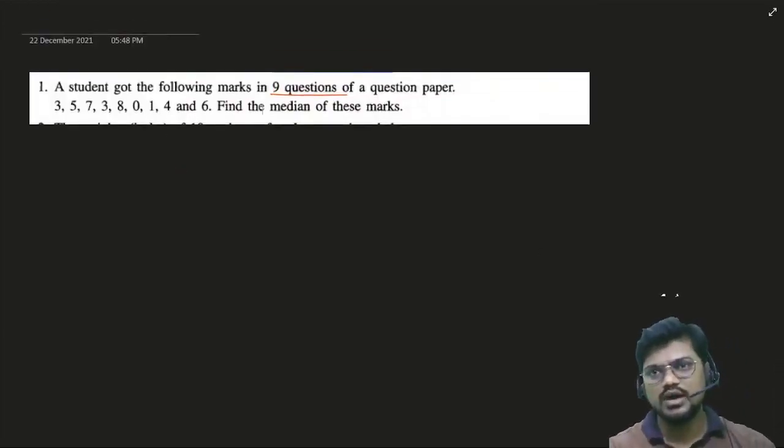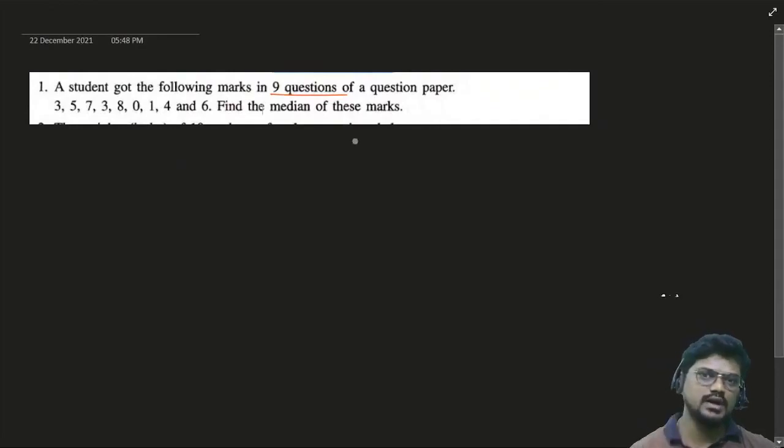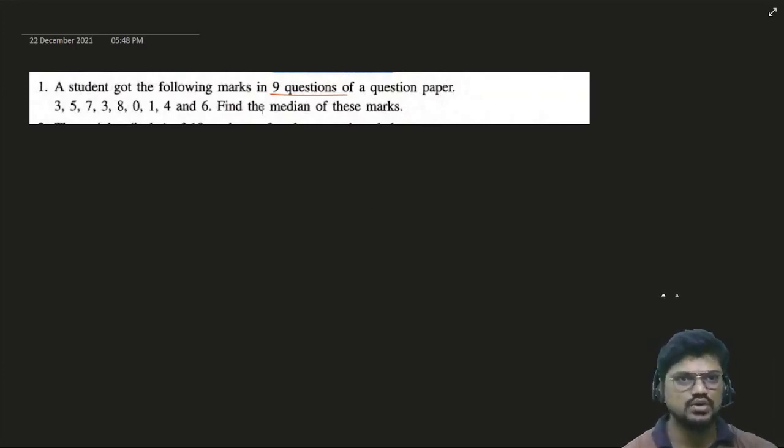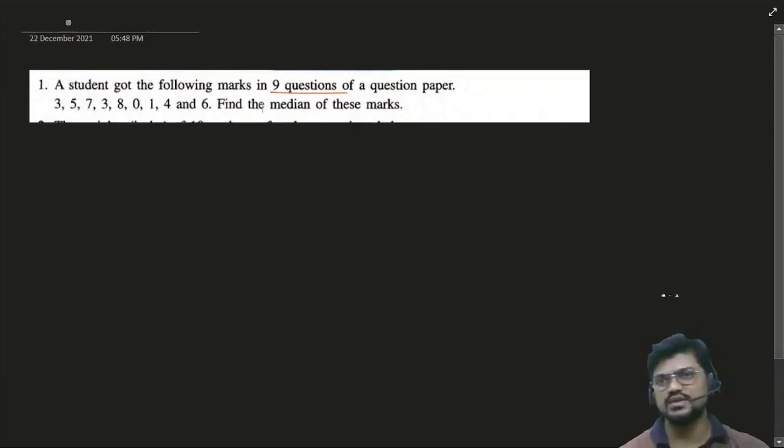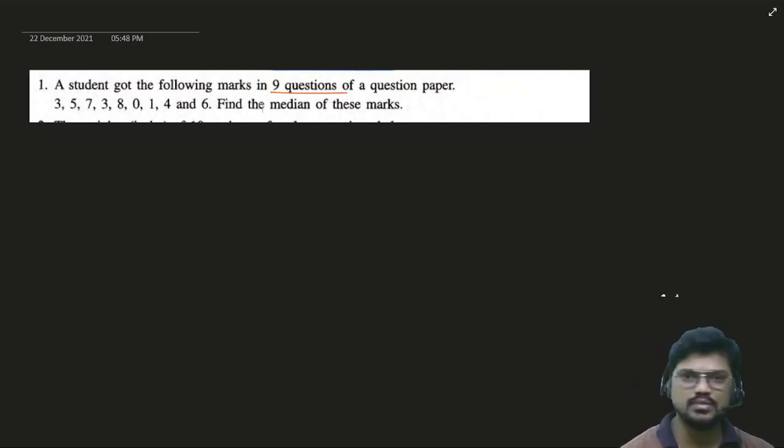Now, a student got the following marks in 9 questions of a question paper, and you need to find the median. In such type of questions, what you have to do is just arrange them in the ascending or descending order.